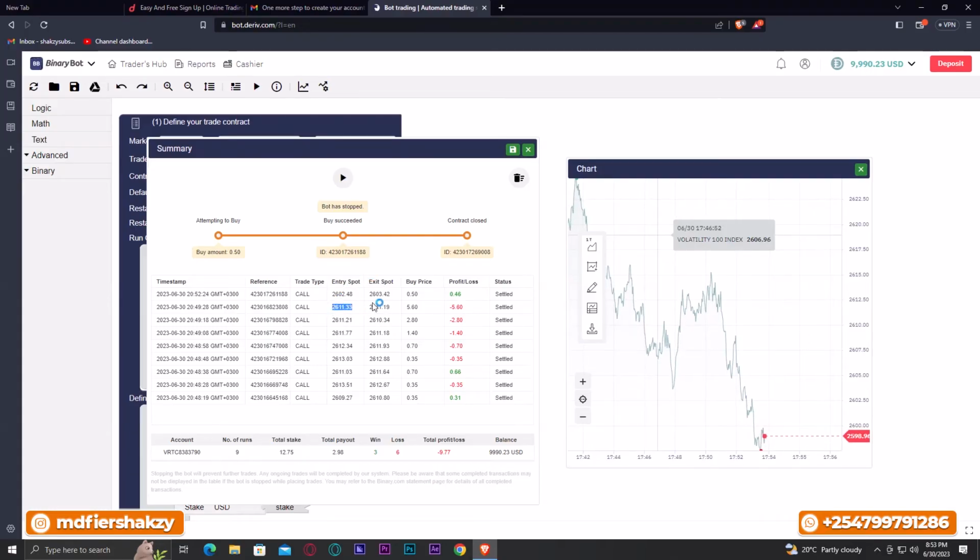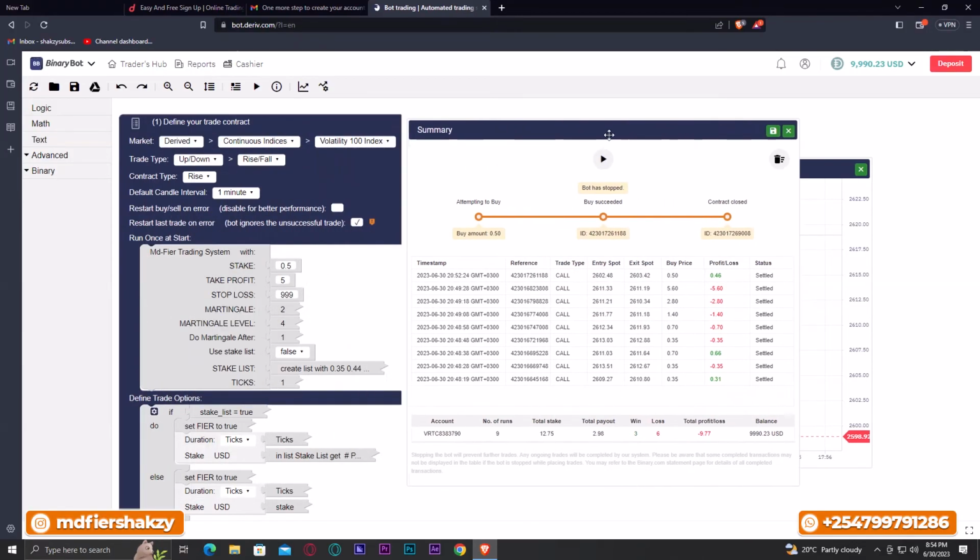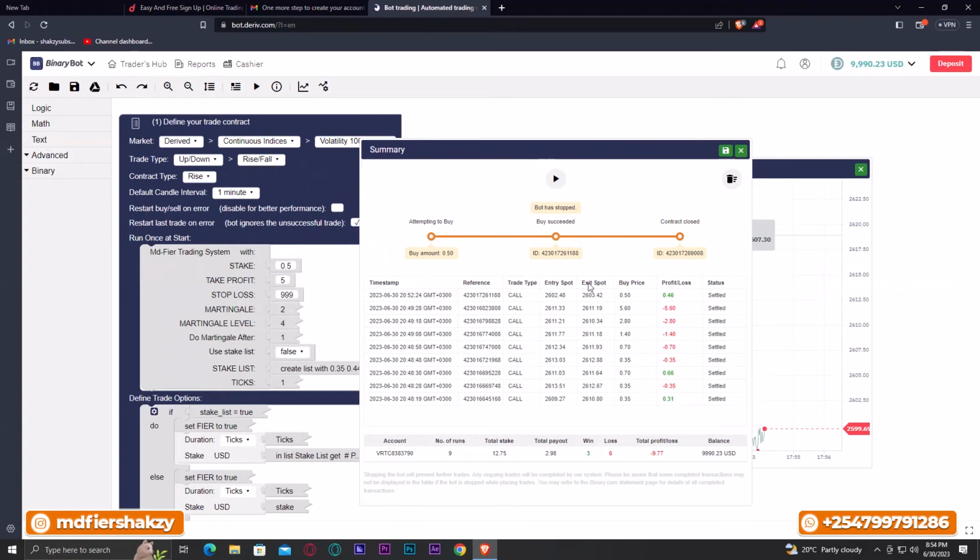So always be keen on these entry and exit spots to understand why you've won a trade or you've lost it. Buy price, you see here this take 0.5. That's why the buying price here has come to 0.5. So as it buys, you will see here, then you'll see profit and loss, and then status settled.